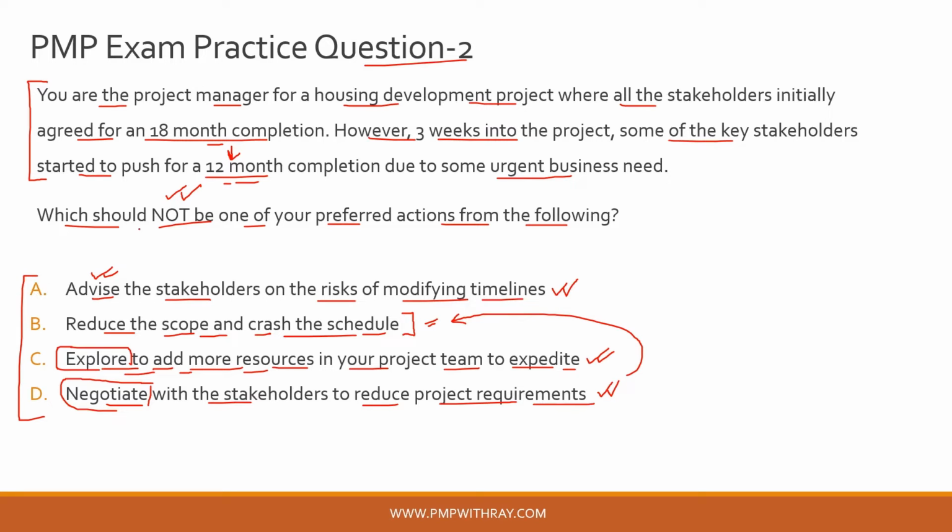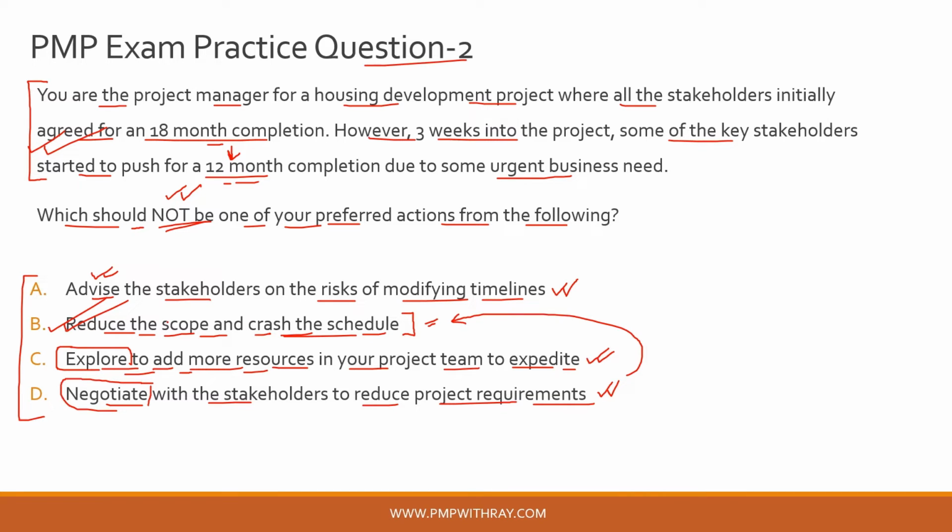So coming back to the question stem, which should not be one of your preferred options from the following? And the answer is option B. I would not prefer, after whatever has happened in the project scenario, to go back to the drawing board and start cutting the scope and crashing the project schedule drastically without even doing some basic due diligence checks. So the correct answer to this question is option B.